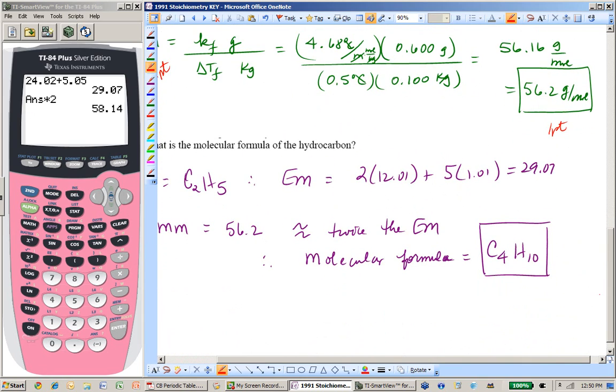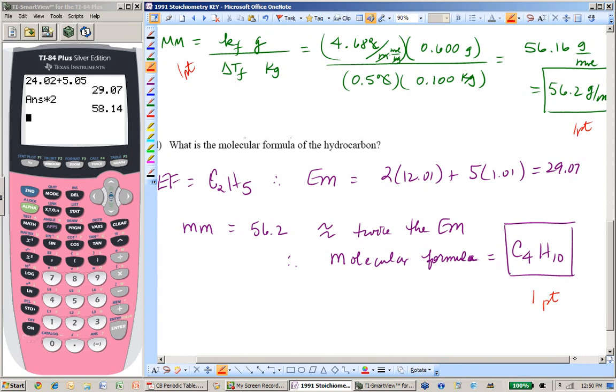And then a point for using your 56.2 grams per mole and comparing it to your empirical mass of 29 and realizing that's just really close to 2, considering these are experimental numbers they're giving us. It's never going to be perfect.